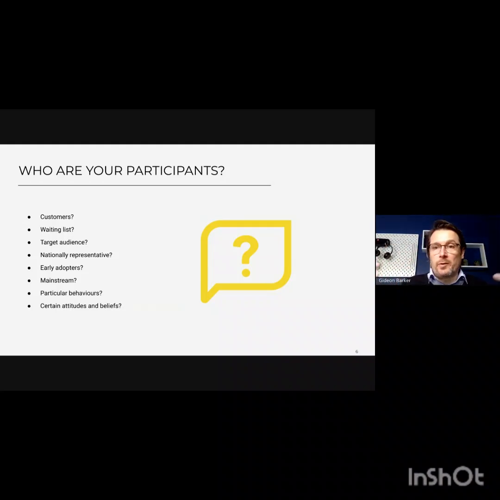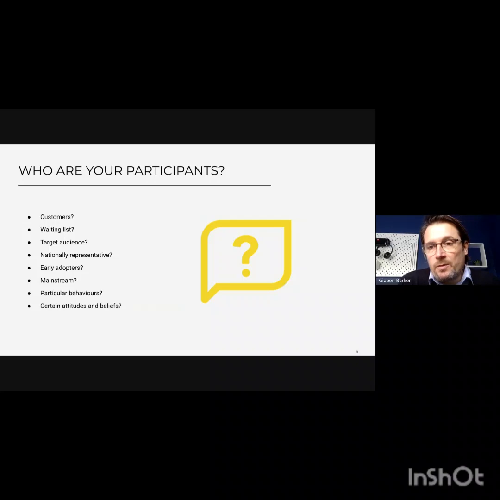Let's say, for example, the UK. You would make sure your sample is collected and matches the census data in terms of gender, age, location, that kind of thing. So that would be a nationally representative audience.